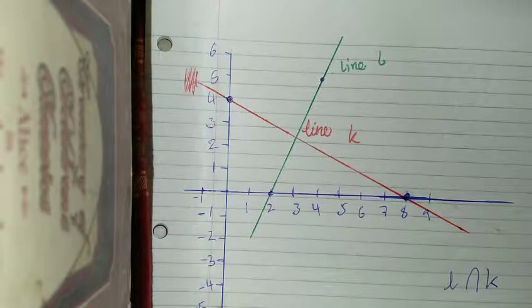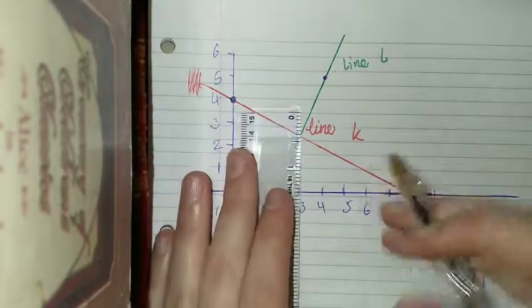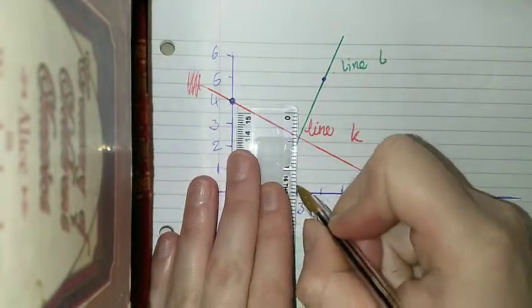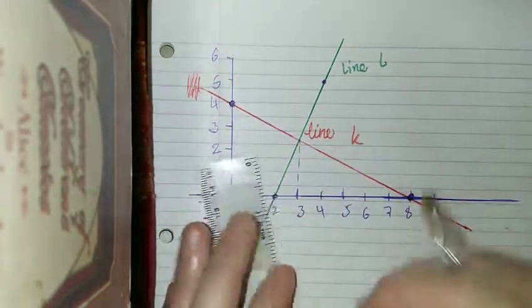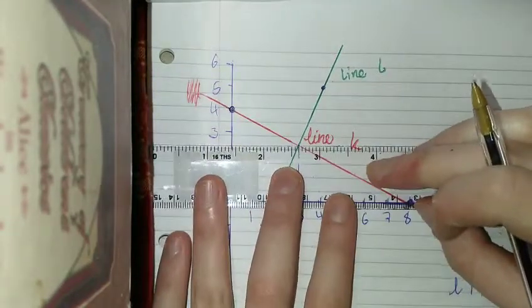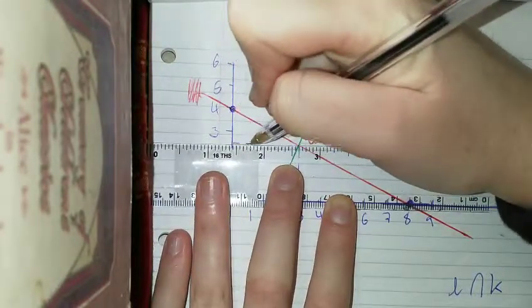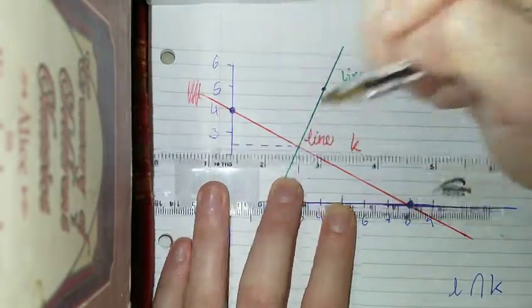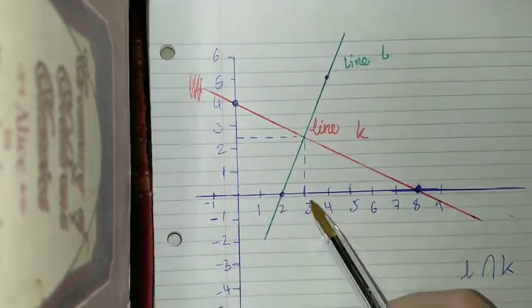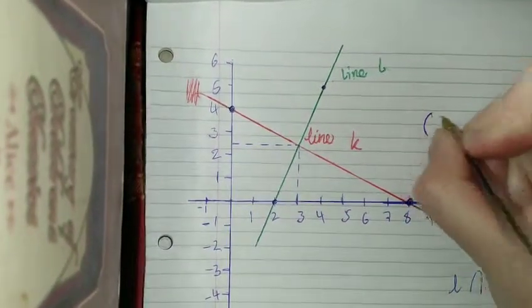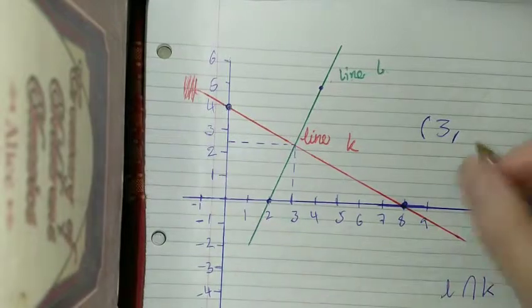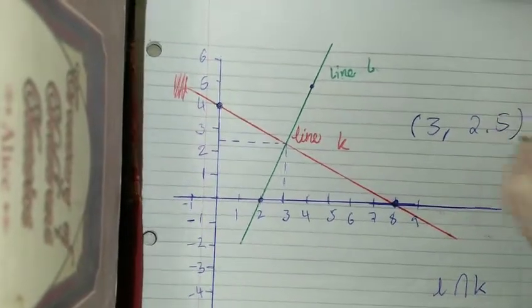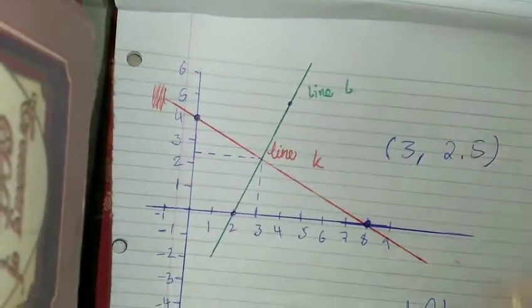So sometimes if we do it graphically, it's not going to be as accurate as if we use algebra. So if I'm to get the coordinates of the point of intersection, I can see my x value is 3 and my y value is 2.5. But I'm going to do it algebraically as well because I think sometimes that can give you a more accurate answer. So to do it algebraically, I'm going to need the equations of my lines.